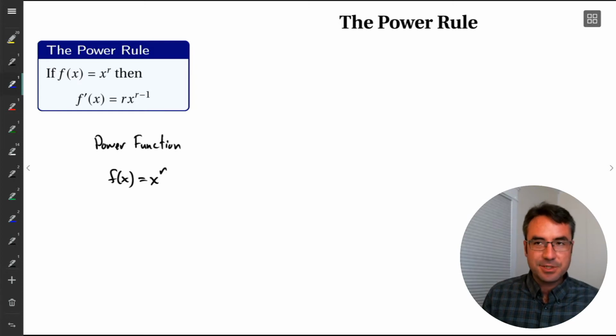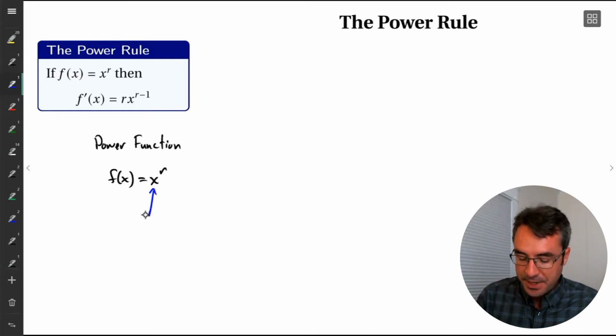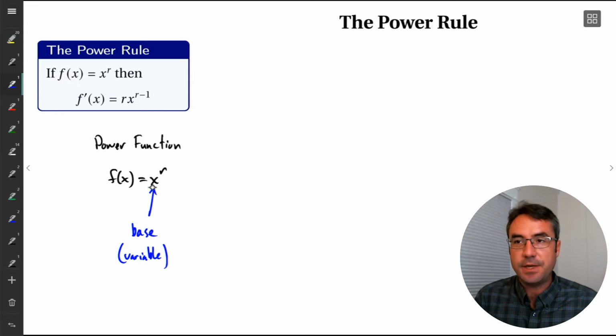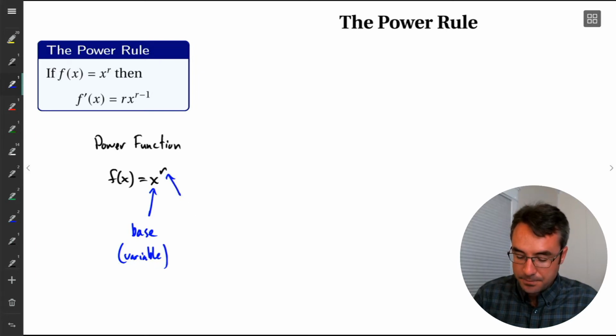And it's important just to consider what's going on here with this power function. So the base term here is where our variable is. So the x here is on the main level. That's the base of this power function, and it's our variable. The exponent, what's going on up here, this is a constant.